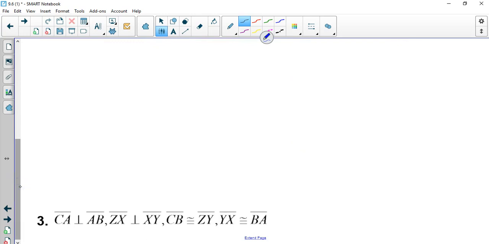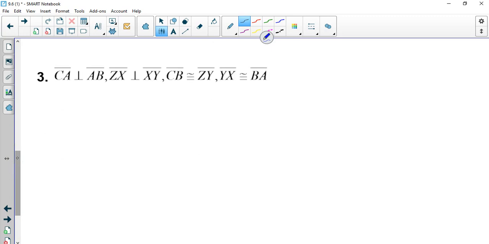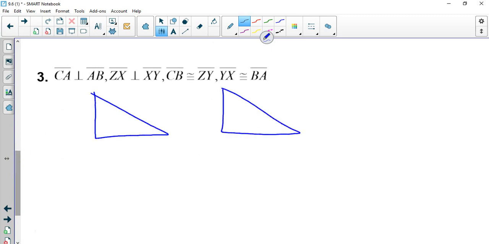Okay, now this one, whoops. This one's a little bit different because it says perpendicular. C and A are perpendicular. So I know I have a right triangle here. So I'm going to put A here. Now it says AC and AB. So A has to be at the corner. So then I'm going to put X, Y, Z. It says CA and AB are perpendicular, and XY and ZX are perpendicular.